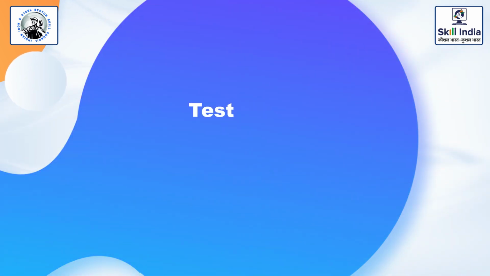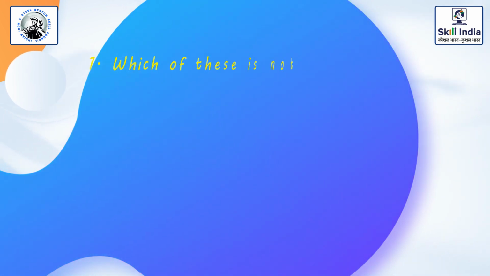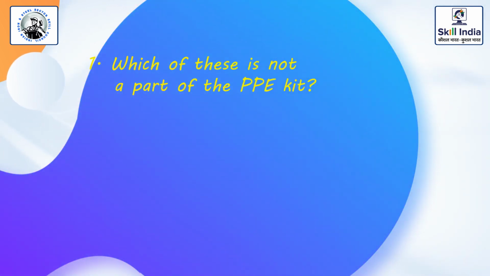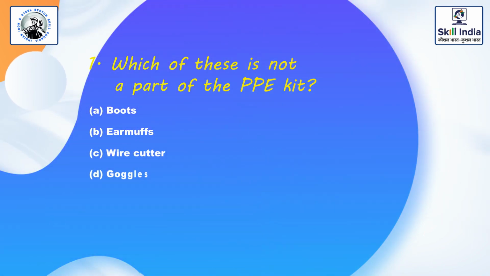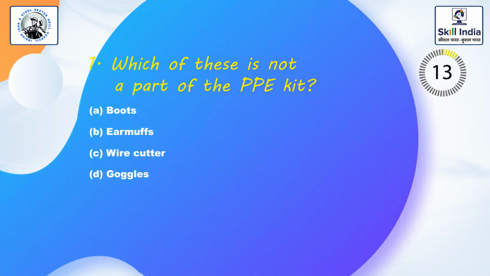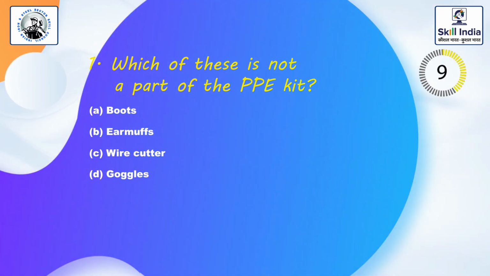Now let us check your understanding with the help of a small test. Question 1. Which of these is not a part of the PPE kit? Option A, boots. Option B, earmuffs. Option C, wire cutter. Option D, goggles. The correct answer is C.